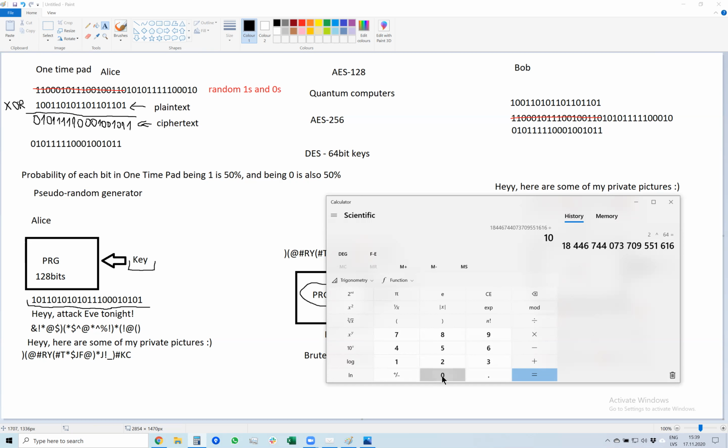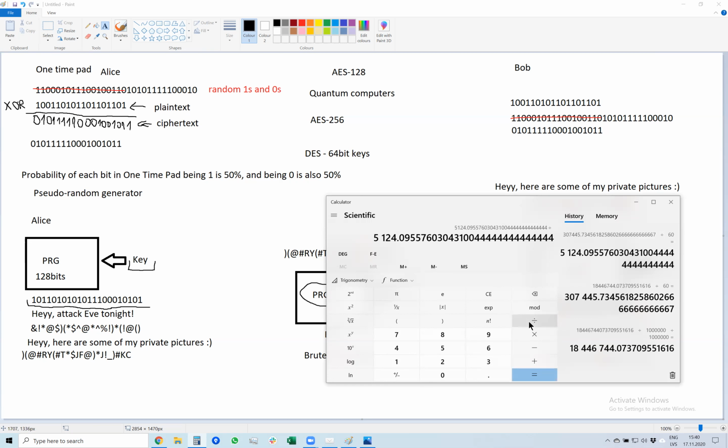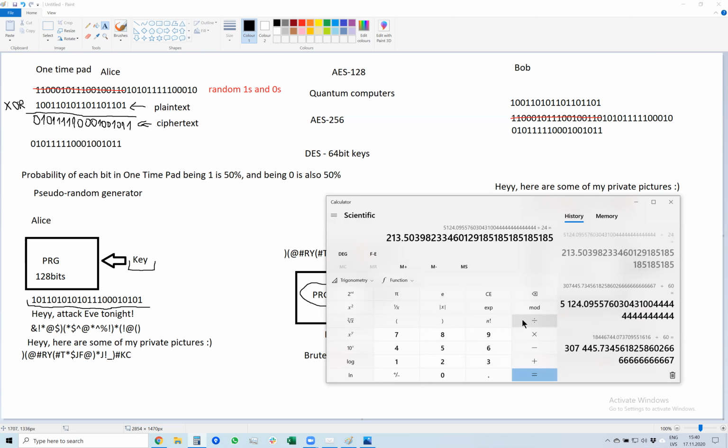1 million computers, 1 million tries per second, divide them by 60 seconds per minute, divided by 60 minutes per hour, divided by 24 hours. And you see that you can brute forcefully guess DES contents in just 213 days.